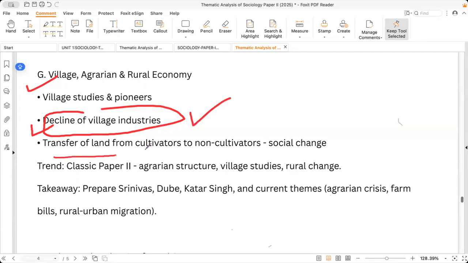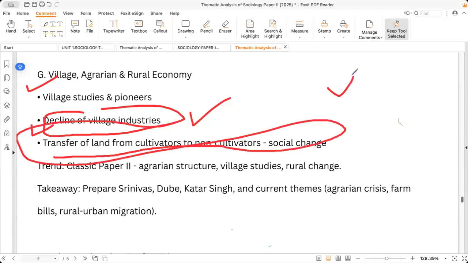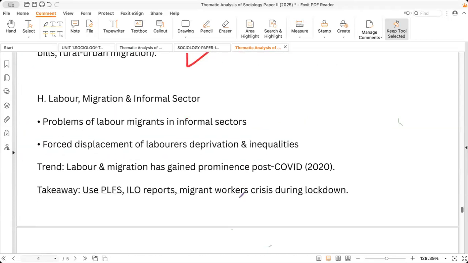Okay. Then transfer of land from cultivators to non-cultivators and what social change is brought by this. I discussed it earlier also when I was discussing the rural agrarian system. So prepare Srinivas, Dubey; Kathleen Gough is also one of the sociologists, but Dubey, Srinivas, and Beteille should be prepared really, really well. And current themes like agrarian crisis, farmers' movements, and rural-urban migration are important.